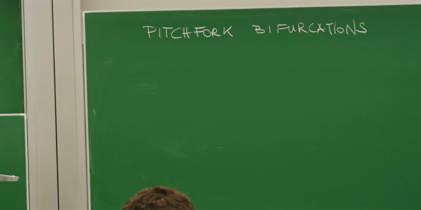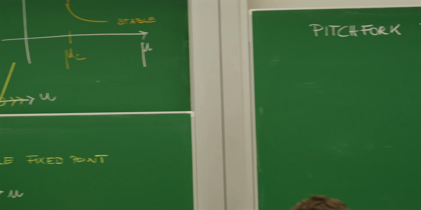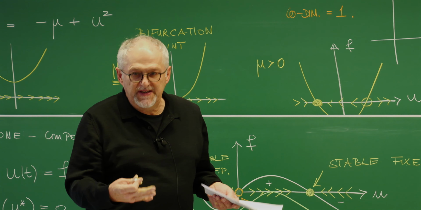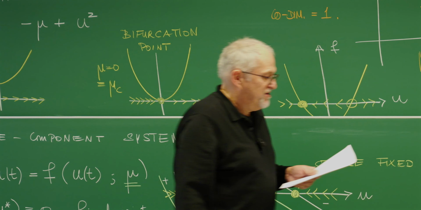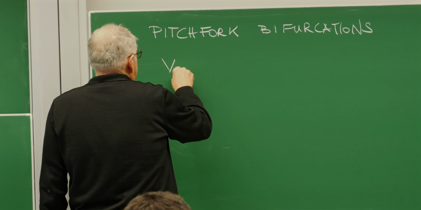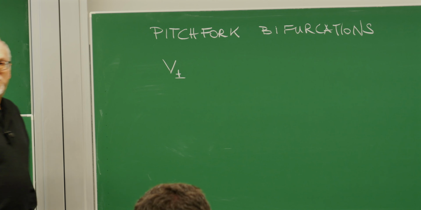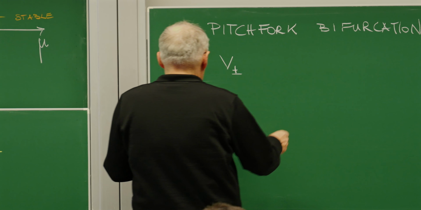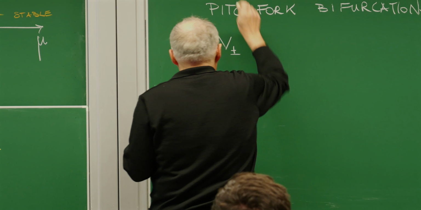And there's various ways of writing those pitchfork bifurcations. I write them in a form which is proper for you as people coming from physics. So I will write them in terms of a potential. And I will have two potentials, one I call plus, the other one I call minus.